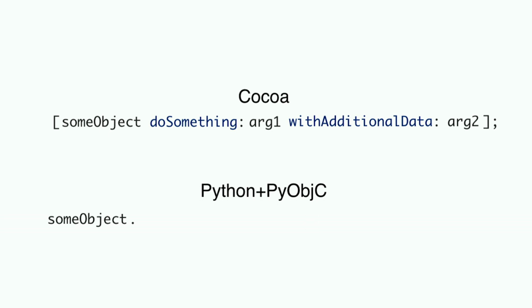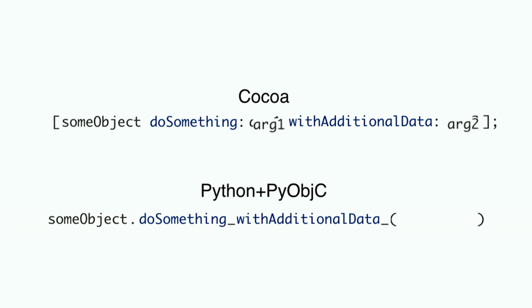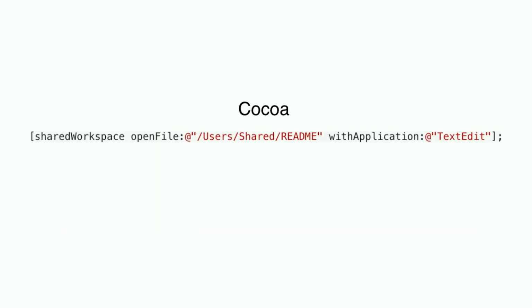In Python, to call a method on an object, you use the dot syntax. So we're just going to bring some object down and add a dot after it. And then we bring down the two parts of the method name, the do something and the with additional data, and combine them. Python also does not really like colons in function or method names, so we have to convert those to underscores. And finally, we take the two arguments and put them in the parentheses at the end of the function call, separated by commas. So there are a lot of steps there, but it's pretty much the same anytime you see a Cocoa method.